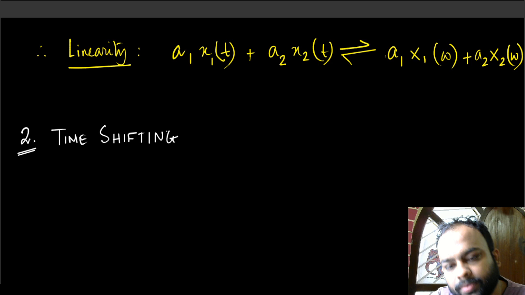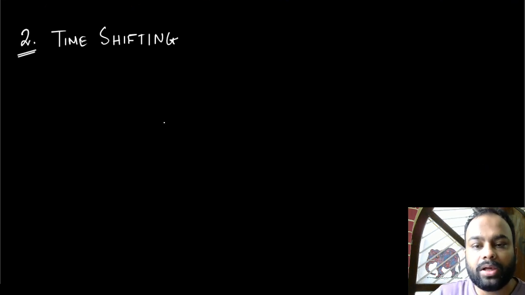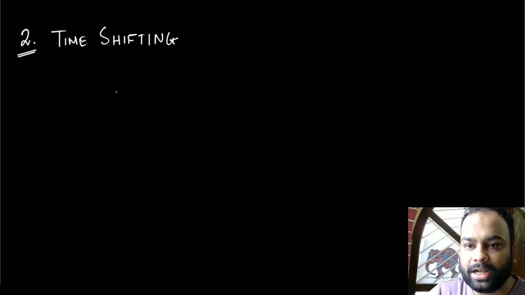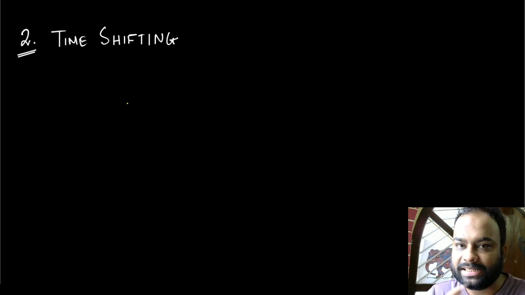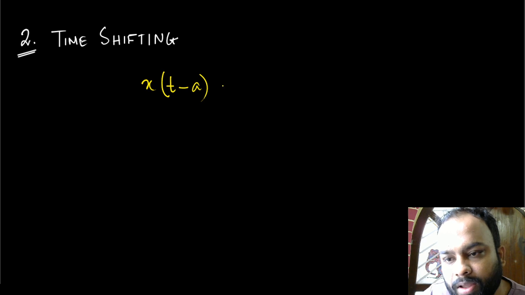Time shifting property. So what is the time shifting property? Before I prove it, let's write it down. If I know that the Fourier transform of x(t) is X(omega), then the time shifting property tells me that the Fourier transform of x(t minus a) would be something.